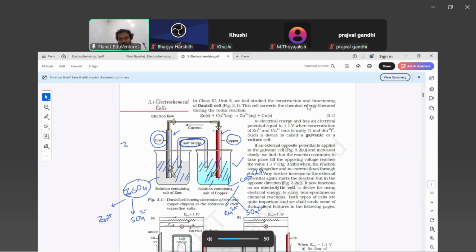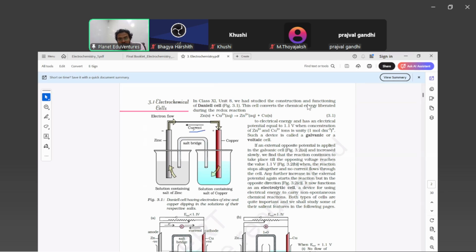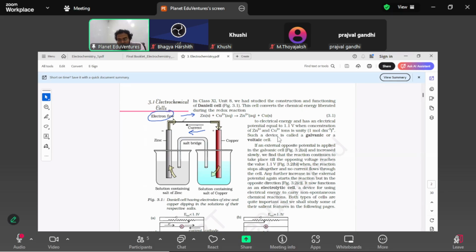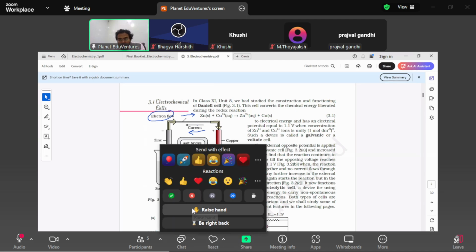And what is connecting the two rods? A wire. If you see the zinc rod and the copper rod, there is a wire connecting the two rods. This particular current is from right to left. If the current is from right to left, then the electron flow is from left to right. All of you agree? The direction of the electron flow is the opposite of the direction of the current. The current direction is from plus to minus, and the electron flow is from minus to plus.